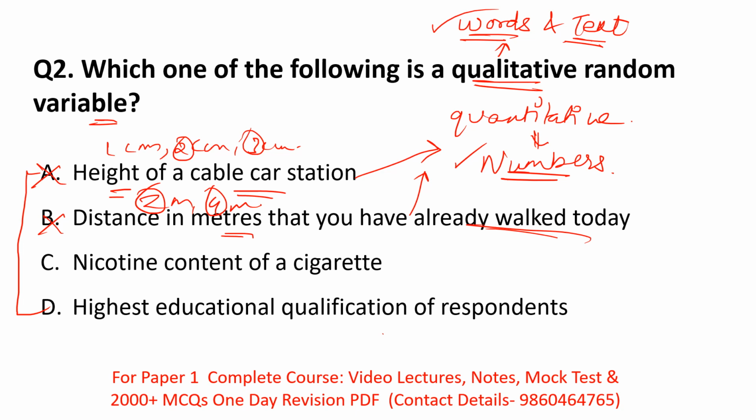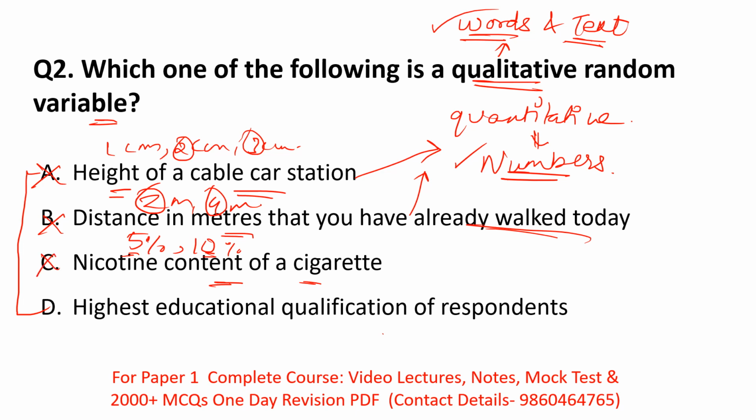Then option C, nicotine content of a cigarette. How many percent of nicotine is present in a cigarette? On the box of a cigarette you might have seen that they write 5% nicotine is present in that cigarette, or 10% nicotine. That means again you are getting the answer in the form of numbers. So option C is also a quantitative variable, not a qualitative variable, so option C is also incorrect.